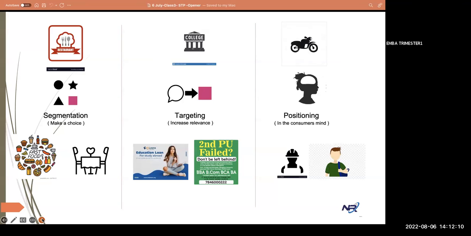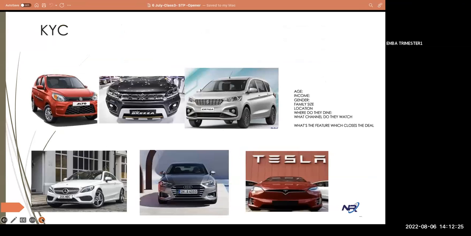We are doing a market positioning, and so this is a very open method of looking at segmentation, targeting, and positioning. Now, let's go a little deeper. This is called knowing your customer.